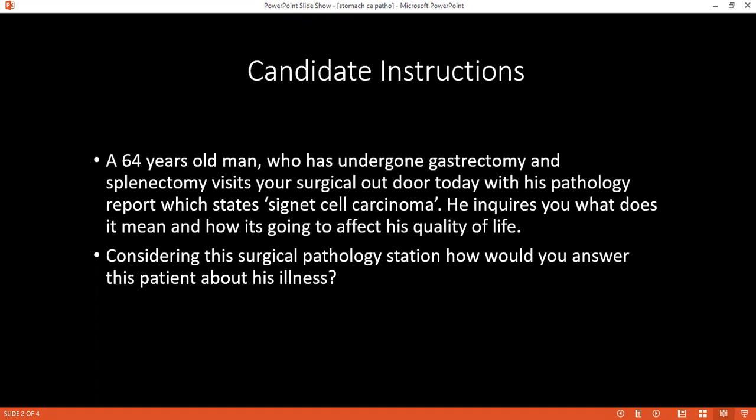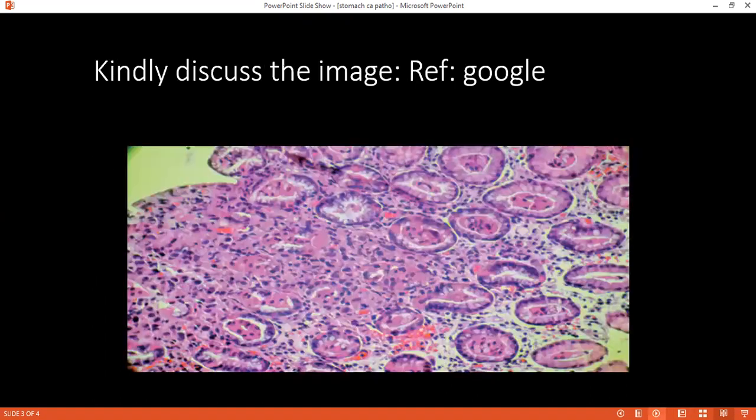All right. Please look at this picture and tell me what you are looking at. Describe or discuss. Now, this is the histology of signet cell carcinoma, madam. There are vacuoles in the cells, large vacuoles, and the nucleus is pushed to the periphery of the cell. What is the stain used to prepare the slide? H&E stain. Okay, good. Thank you.